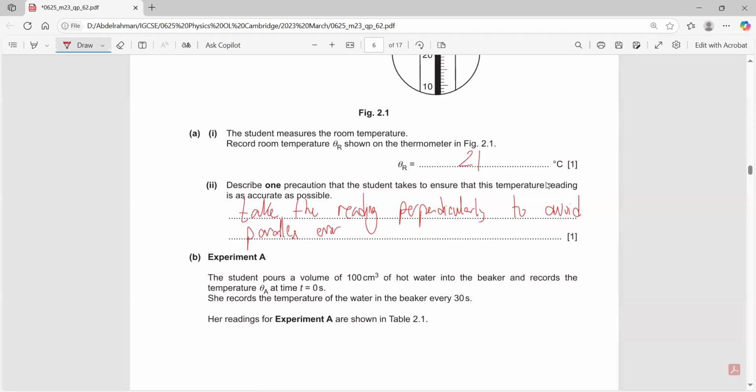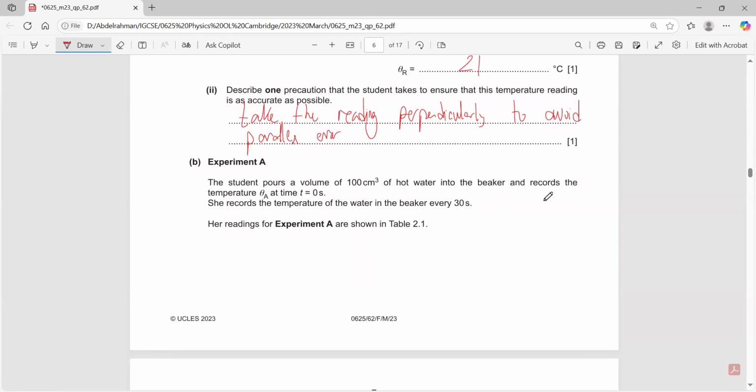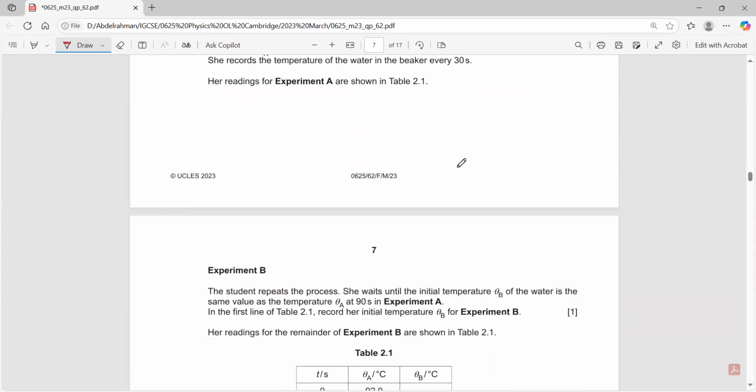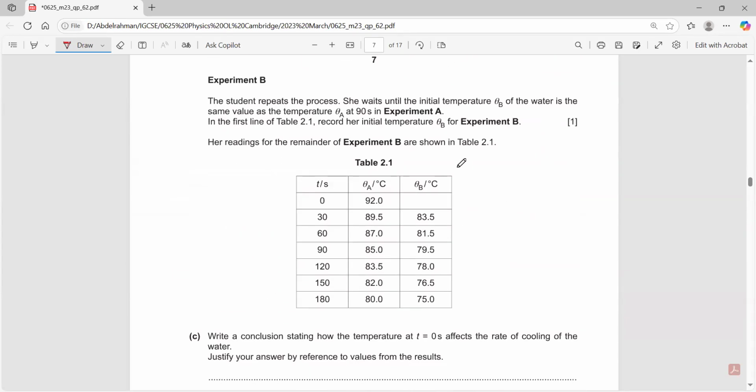Experiment A: the student pours a volume of 100 centimeters cubed of hot water into the beaker and records the temperature theta A at time 0. She records the temperature every 30 seconds. Her readings are shown in 2.1. This is experiment A. The student repeats the process. She waits until the initial temperature theta B of the water is the same value as theta A at 90 seconds.